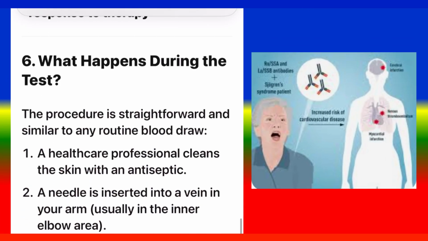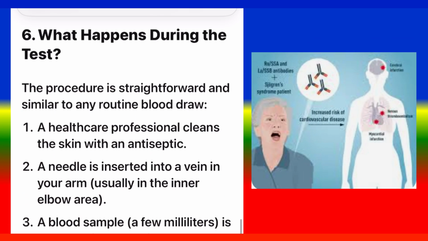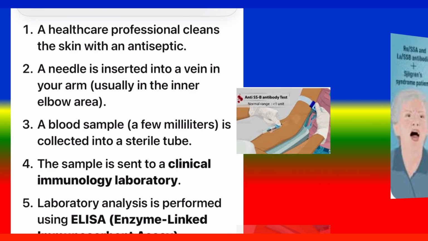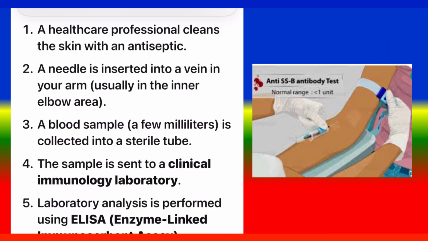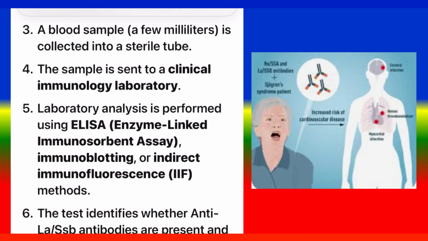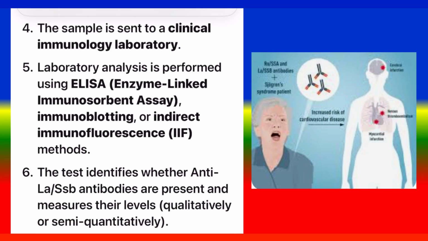Number 6. What happens during the test? The procedure is straightforward and similar to any routine blood draw. 1. A healthcare professional cleans the skin with an antiseptic. 2. A needle is inserted into a vein in your arm, usually in the inner elbow area. 3. A blood sample, a few milliliters, is collected into a sterile tube. 4. The sample is sent to a clinical immunology laboratory.